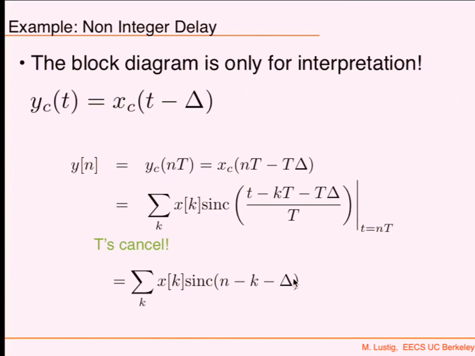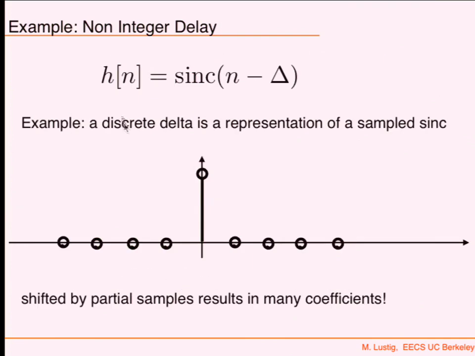It's a discrete time convolution, linear or periodic? Obviously linear. There's no periodicity here. It's a linear convolution between the signal sinc n minus delta k minus delta with my x of k. So it's just as simple as that. And if you look at what is then the impulse response of that system, the impulse response is sinc n minus delta. That's what we convolve with.